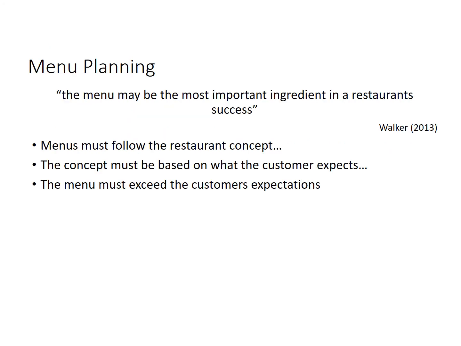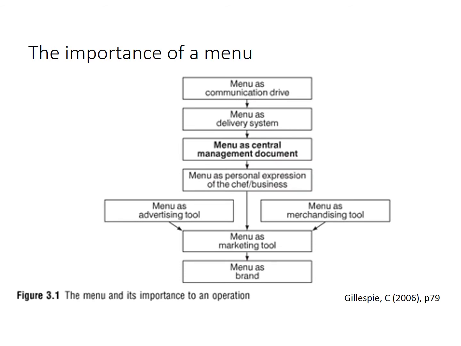So, menu planning. According to Walker 2013, the menu may be the most important ingredient in a restaurant's success. Menus must follow the restaurant concept. The concept must be based on what the customer expects, their expectations. The menu must exceed the customer's expectations. So the importance of the menus: the menu is what drives the communication. The menu is a delivery system.